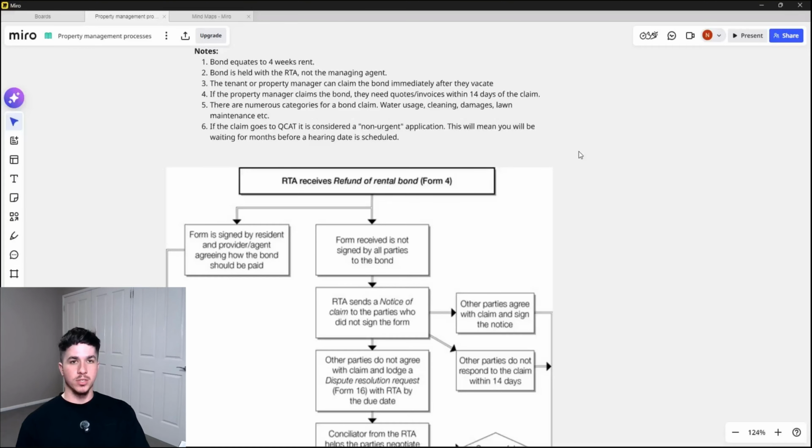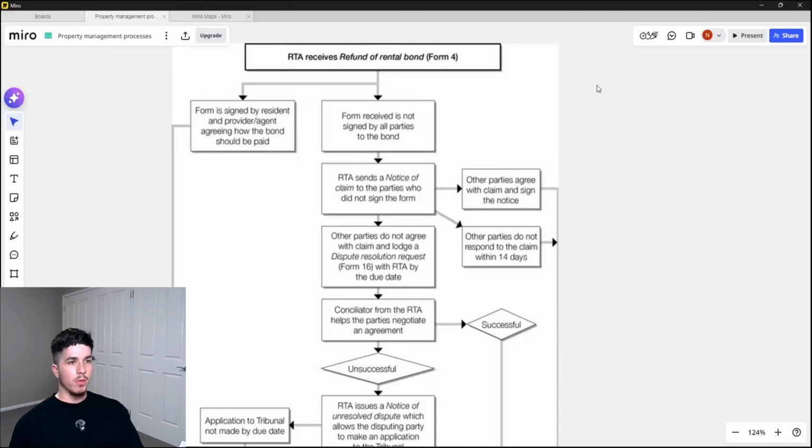Okay, here on my screen I have the refund of the rental bond process from the RTA. This is a diagram that's available online from the RTA directly, and this is exactly how they work. It begins by a Form 4 or an online refund request for the rental bond of that property. The tenant or the property manager can claim the bond. It's not only the property manager and it's not only the tenant.